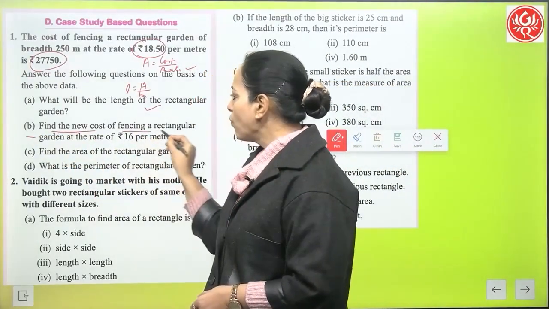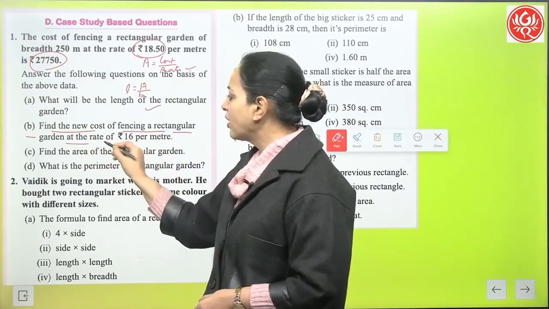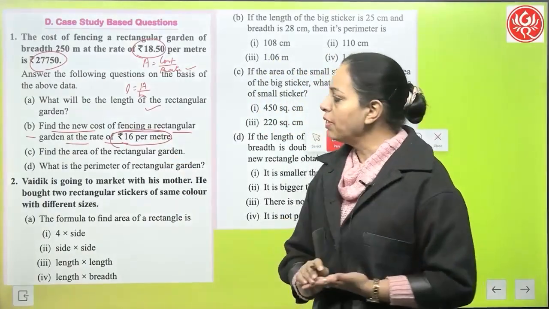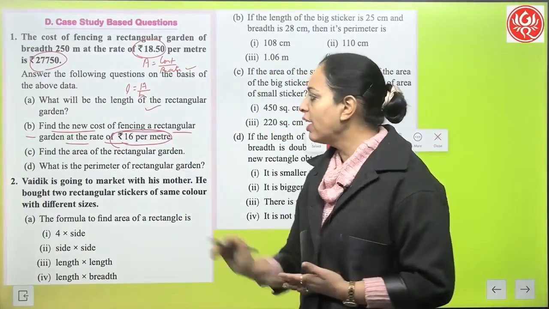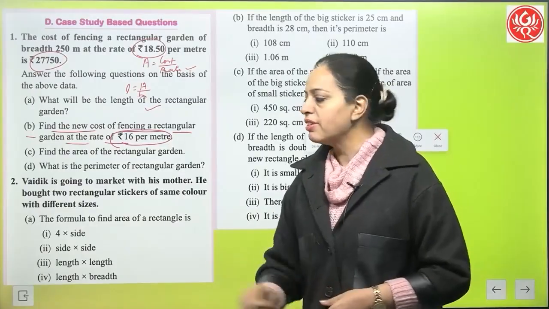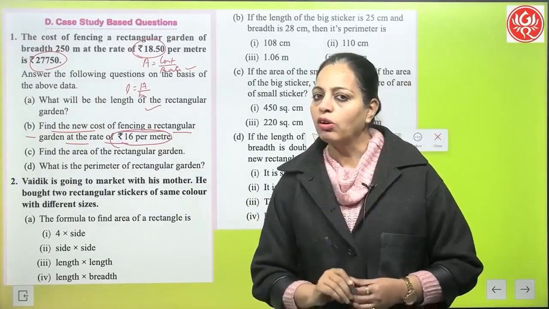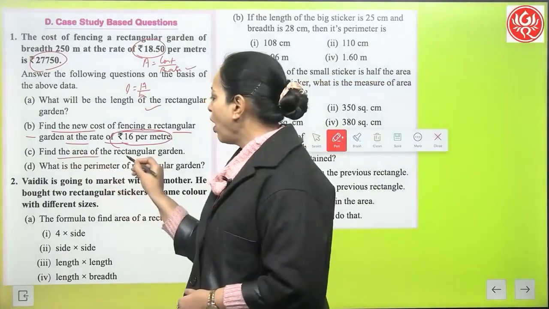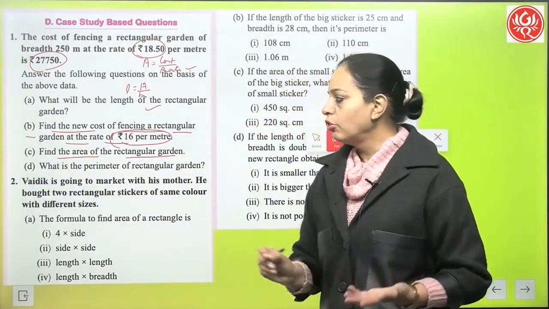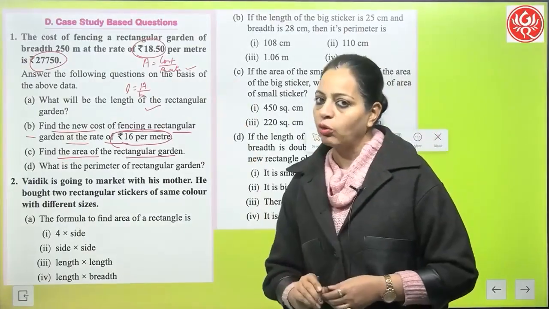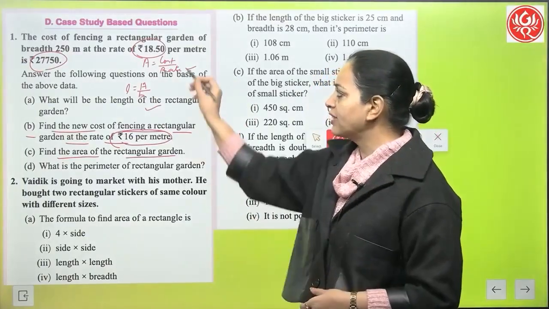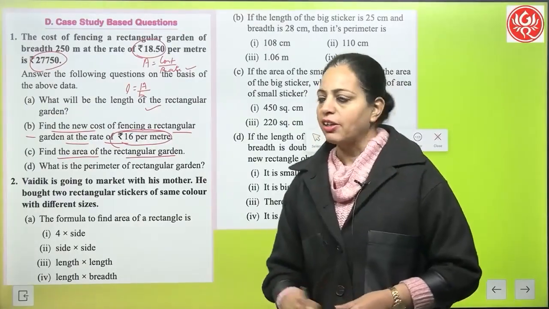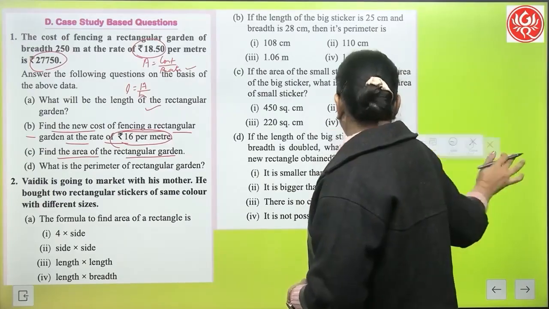Find the new cost of fencing a rectangular garden at the rate of rupees 16 per meter. आपके पास length भी आ जाएगी, breadth already given है. Then you can find the perimeter and then you can find the total cost of fencing, right? Now the C part, find the area of the rectangular garden. You know very well, first of all हमें rectangular garden का area find करना है. As I told you how to find it out, okay? And then perimeter. So you can try these questions, very easy.